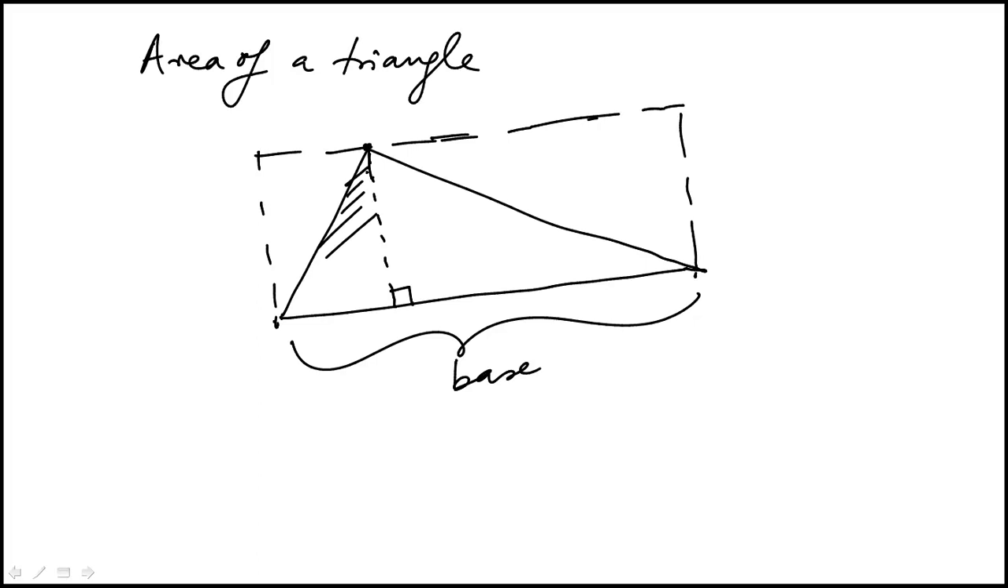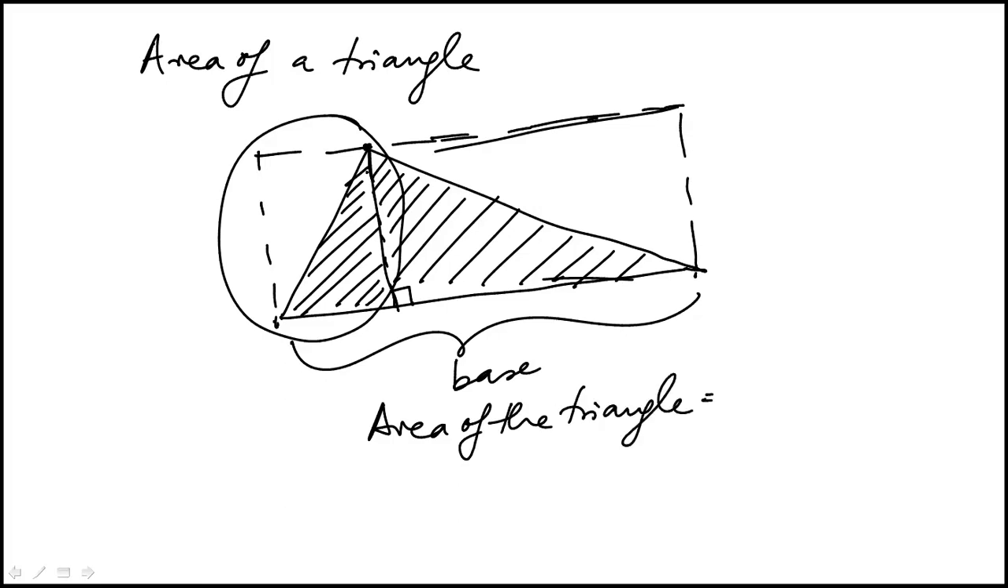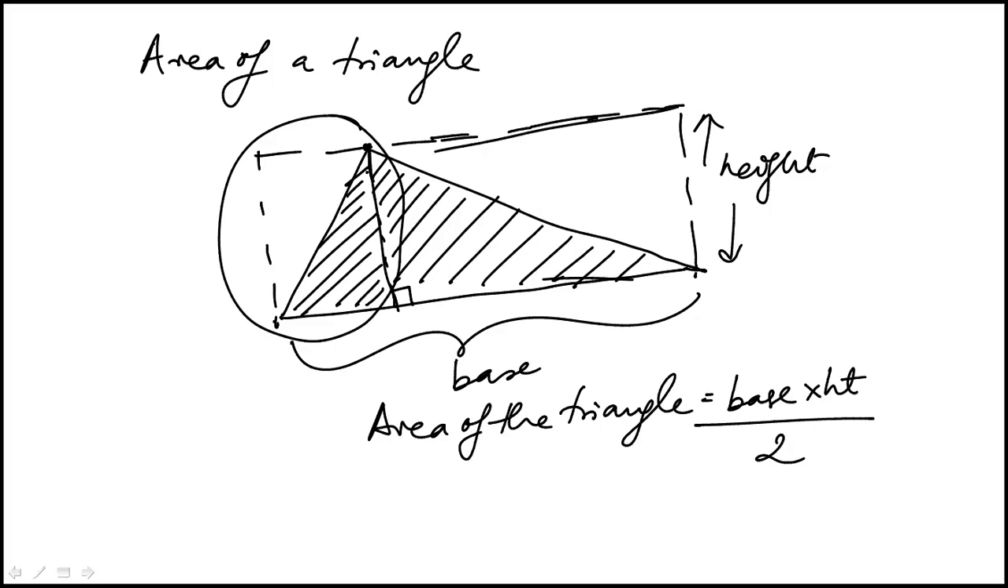So if I look at the area of this portion, this would be half of this rectangle. And then if I look at this shaded part, it would be half of this other rectangle, which means that the area of the triangle would be the area of this rectangle that surrounds it, and the two dimensions are base and height. So you find the area of the rectangle that surrounds it and divide by 2. And that's where the half base times height comes from.